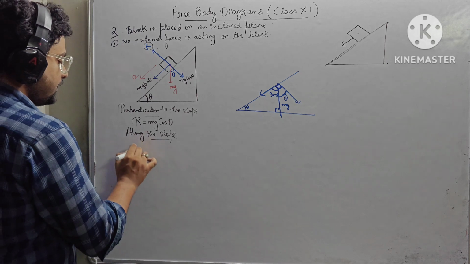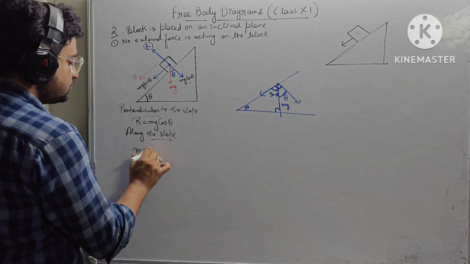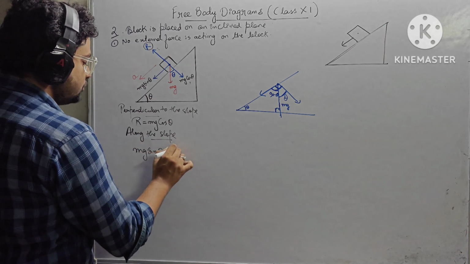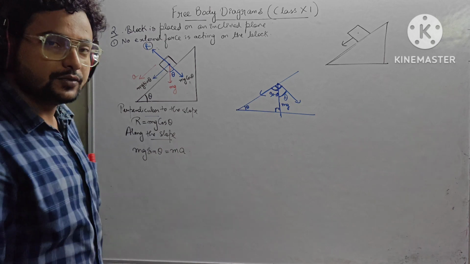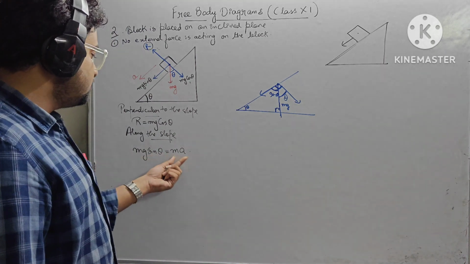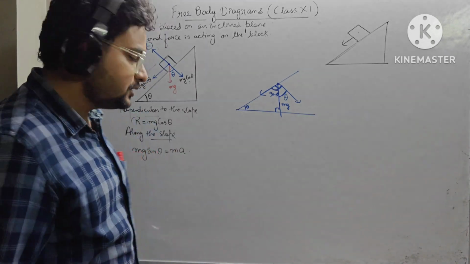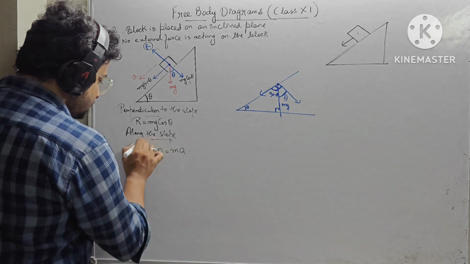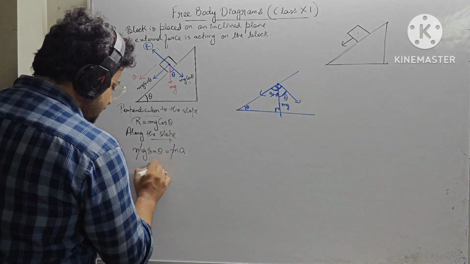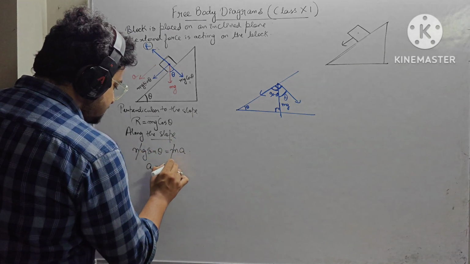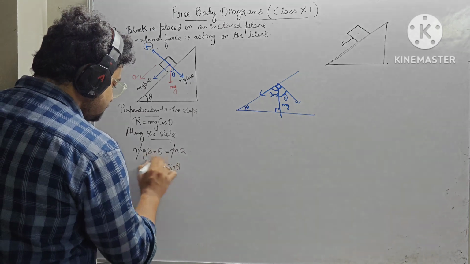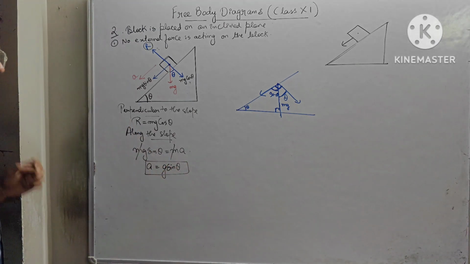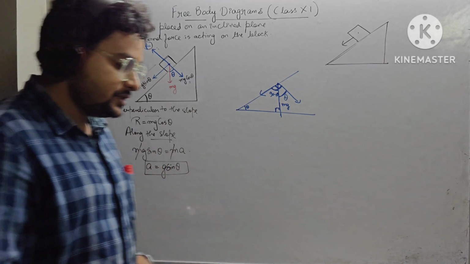I can write mg sin theta will be equal to mass into acceleration. Mg sin theta will be equal to what? Mass into acceleration. So from here I can write, m and m will be cancelled. I can write acceleration equals g sin theta. This is your acceleration.